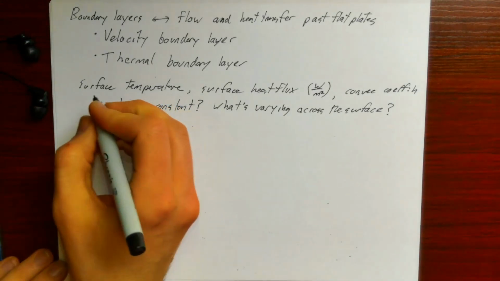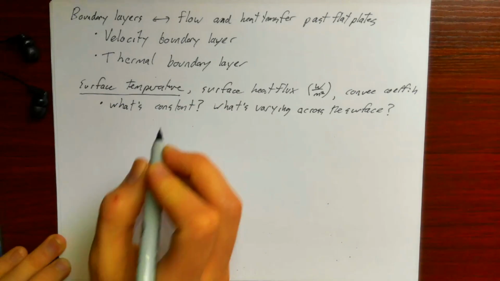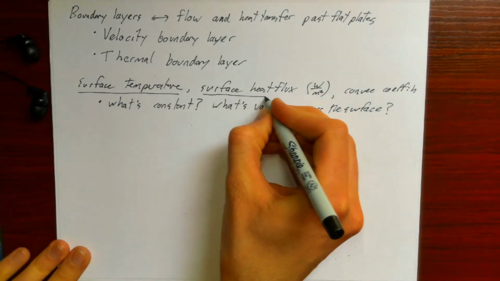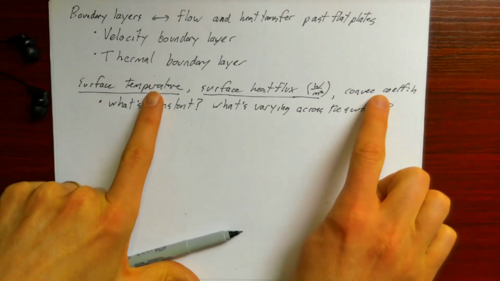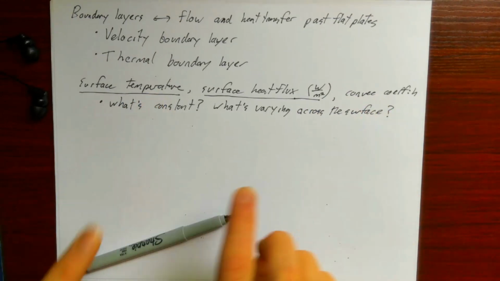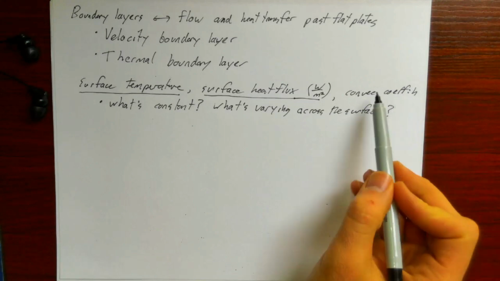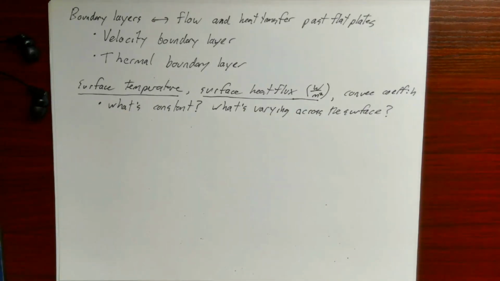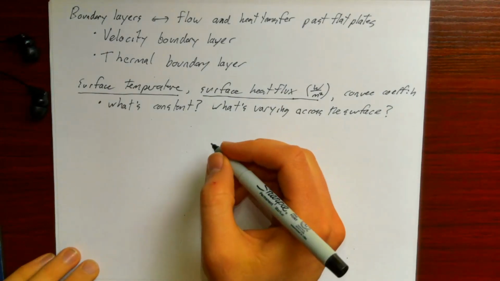We'll look at one case where we have a constant surface temperature and the surface heat flux and H are varying. And then we'll look at a case where we have a constant surface heat flux and surface temperature and convection coefficient are varying. So basically this is always going to vary, and if you have one constant, the other one is going to have to vary. But we'll talk about that in a little bit more detail later.